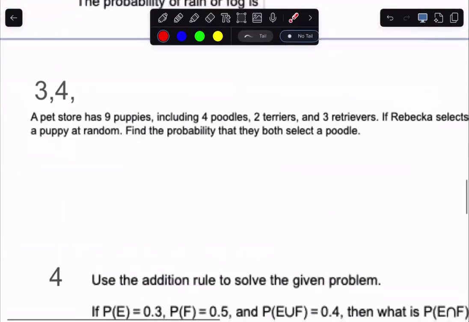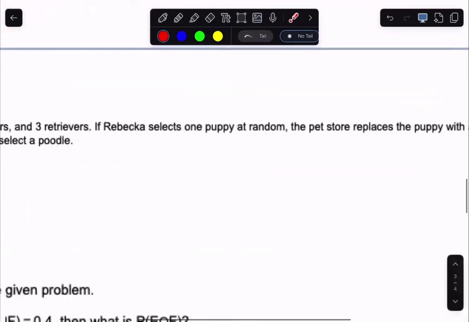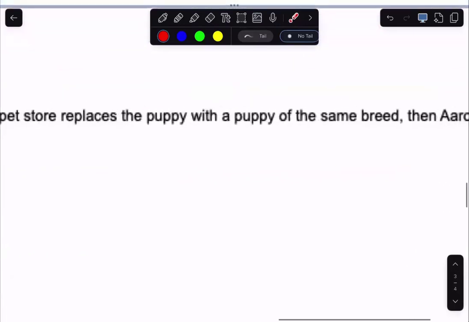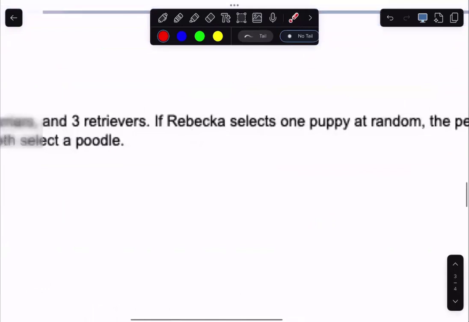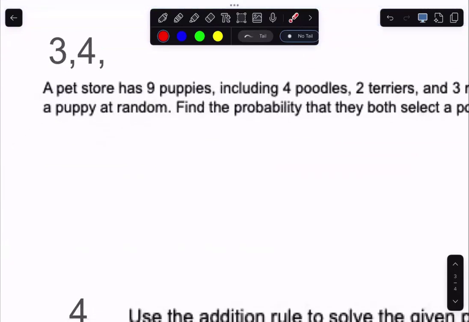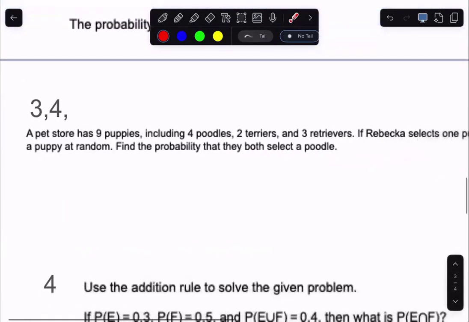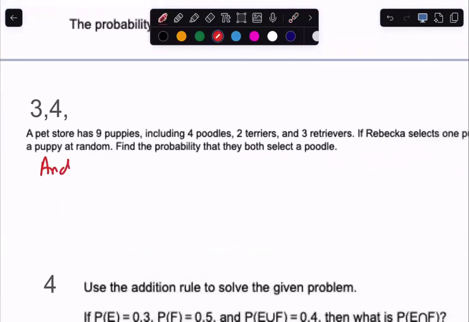For 3 and 4, it says a pet store has 9 puppies, including 4 poodles, 2 terriers, and 3 retrievers. If Rebecca selects 1 puppy at random, the pet store replaces that puppy with a puppy of the same breed. Then Aaron chooses a puppy at random. Find the probability that they both select a poodle. So this is an and problem, not an or, because you want to find the probability that Rebecca selects a puppy and the probability that Aaron also selects a puppy.